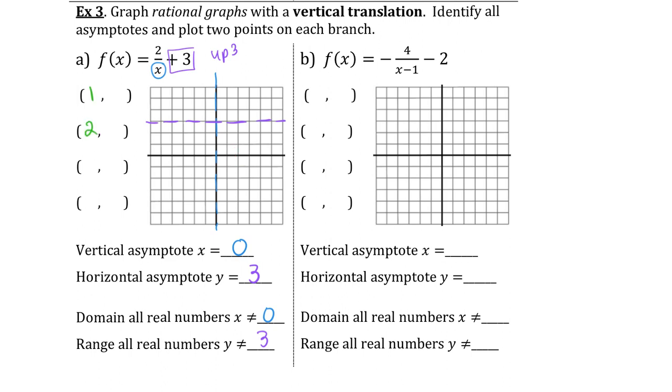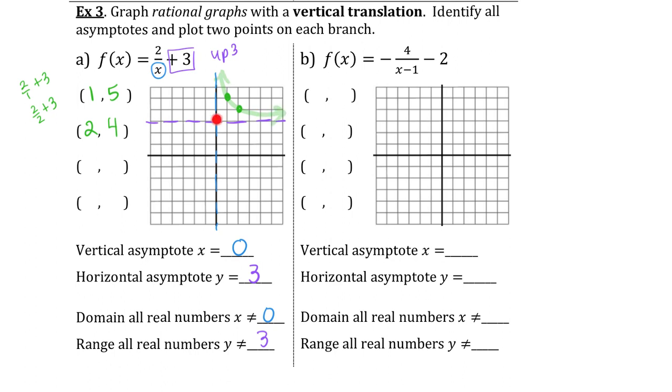It's okay if you do it in your head, but I'm going to do 2 over 1 and then plus 3. So that's 2 plus 3 is 5. And then I'm going to do 2 over 2, which is 1 plus 3 is 4. Okay, we're way up here, but again, I'm going to use my asymptotes to shape it.